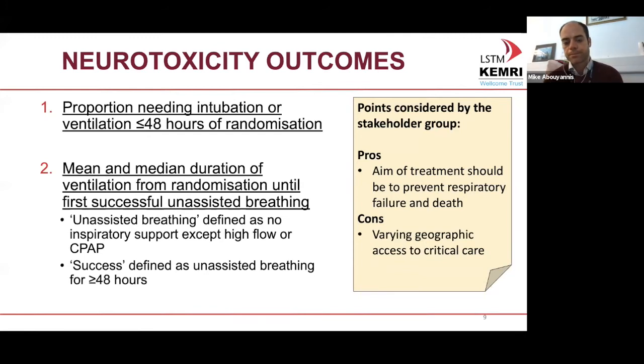Now, this was selected as the neurotoxic outcome measure because the group felt that the aim of treatments should be to prevent respiratory failure and to prevent death, and therefore measuring it directly in this way was felt to be highly important. A drawback of this is that there is varying access to critical care, particularly between low and high income settings, and that can make comparisons difficult. But that is often the case when making comparisons of a trial based in a low and a high income setting, unfortunately.